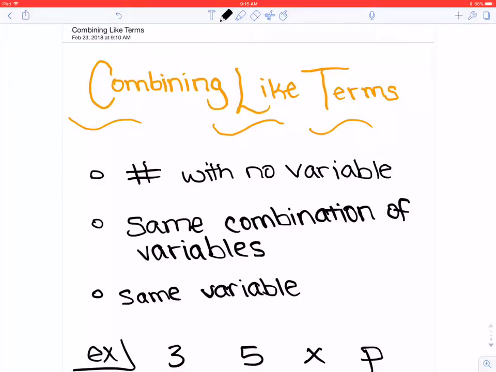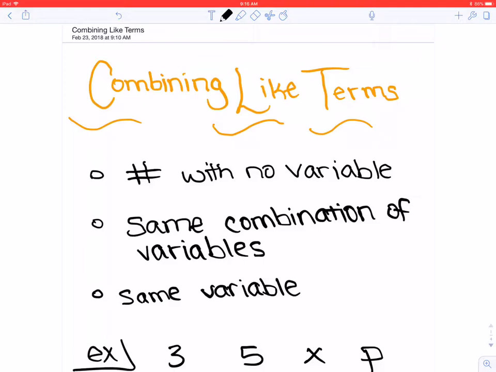All right, let's talk about combining like terms real quickly. When we combine like terms, we need to look at terms that are exactly the same. So a number with no variable is just simply a number. That would be one like term: 2, 5, 10, 20, 100. Those are all like terms.